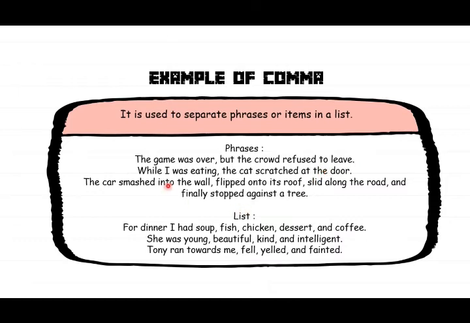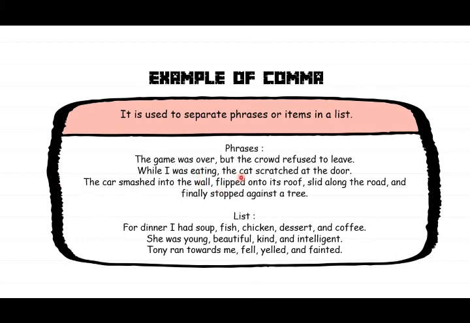Okay. While I was eating, the cat scratched at the door. Okay. Semasa saya tengah makan, kucing tu cakar pintu. Okay, dia menunjukkan ada berhenti sekejap. Koma ni biasa kita guna untuk berhenti sekejap. Okay, dan juga menunjukkan frasa-frasa macam ni kan.